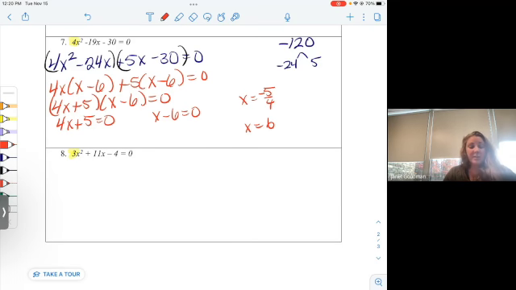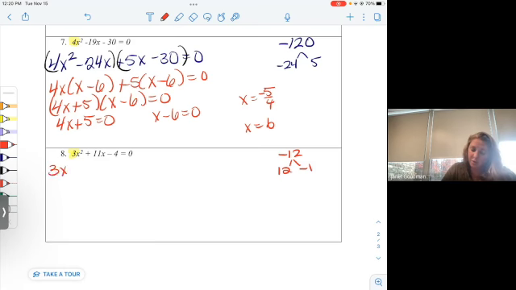Again, same 4 steps every time. Lead coefficient is not 1. Multiply first term times last term. That's the A and the C, right? That's why we call it AC method. We get a -12. Two numbers that multiply to -12, but add up to positive 11. That's a positive 12 and a -1.